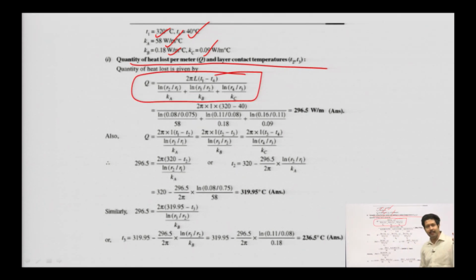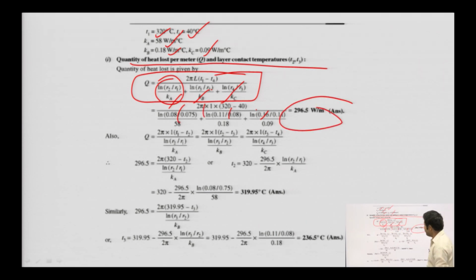Till now you have been doing something like 1/h + L/k. Now here it is ln(r2/r1)/(2πkL). So 2πL has gone up because 2πL is actually the area. So what you need to do is, here, these are the resistances. You just give all the values here, you have all the values to calculate this also.